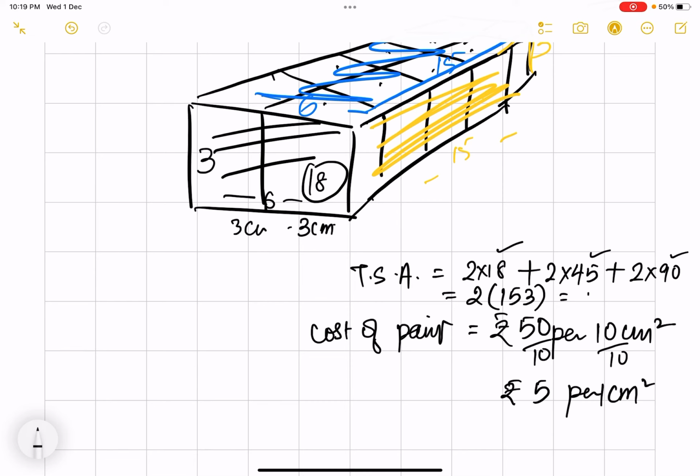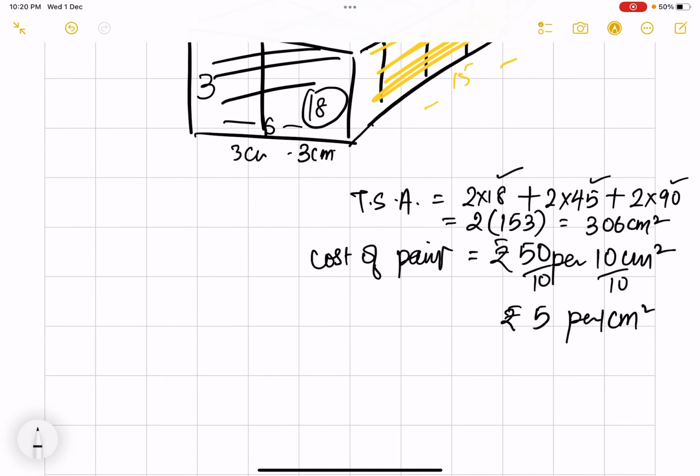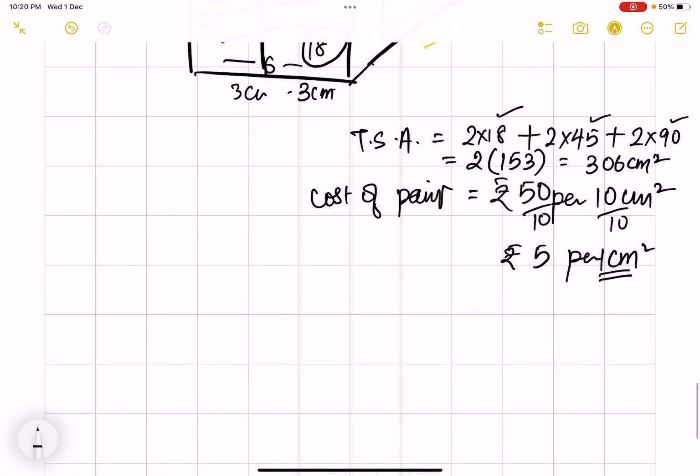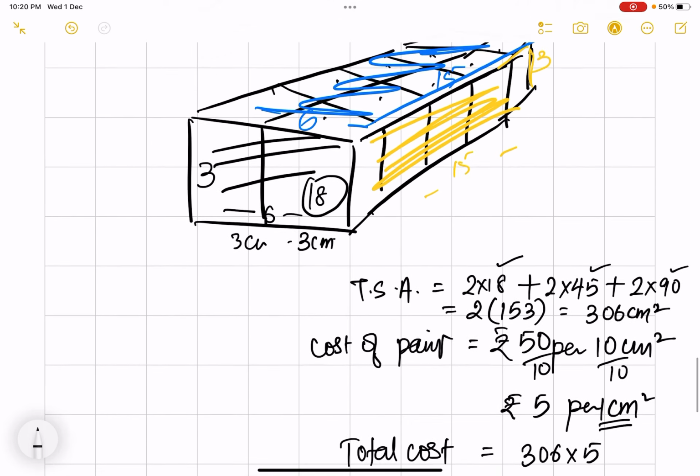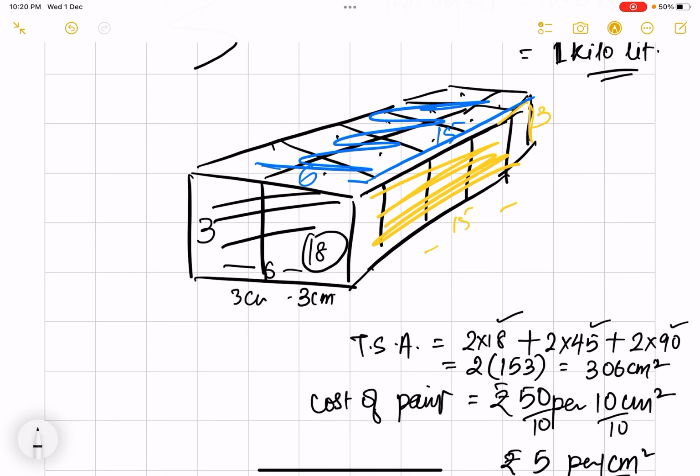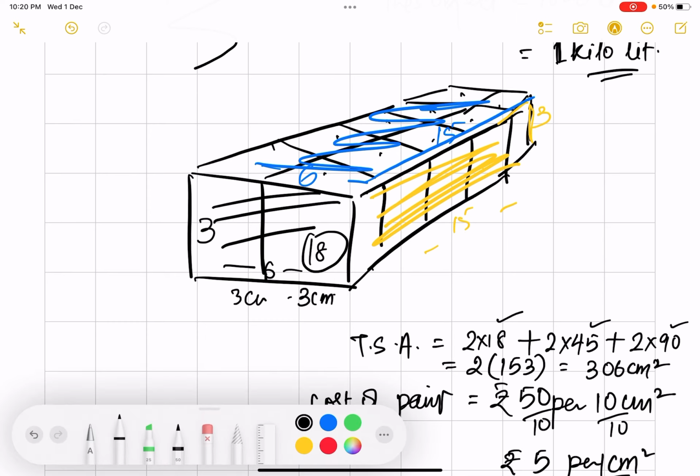This will give you 306 centimeters square. This is the area in consideration right now, which has to be painted. And we know that for each centimeter square, you'll be paying 5 rupees. So for 306 centimeter squares, how much will you pay? Total cost will be 306 times 5. 6 5s are 30. 3 5s are 15. Rupees 1530. All right.